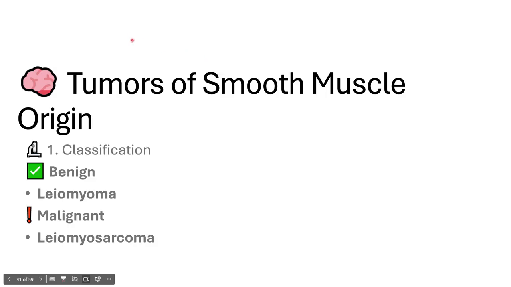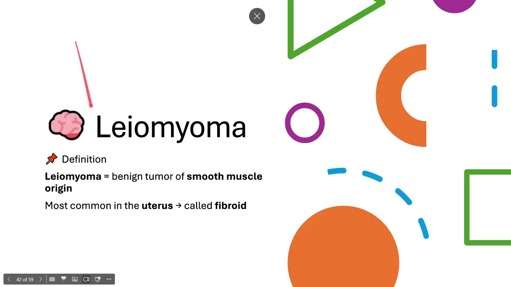So here we are going to learn about the tumors of the smooth muscles, and this also has two types: benign and malignant. The benign form is leiomyoma, and the malignant form is leiomyosarcoma. So what is leiomyoma? Leiomyoma is the benign tumor of smooth muscle origin, and it is most common in the uterus.